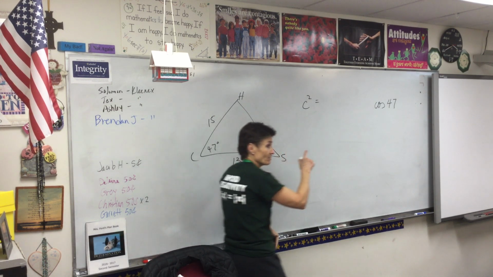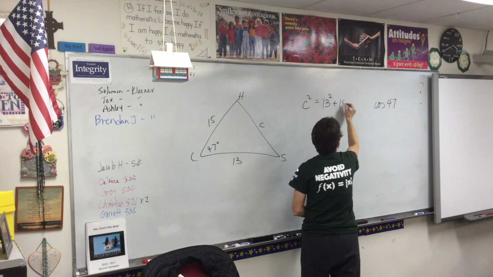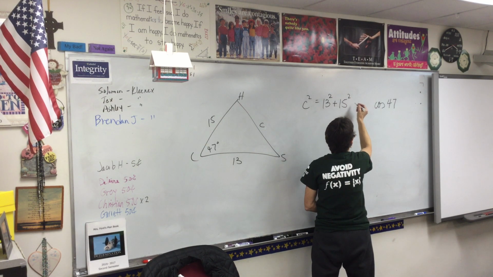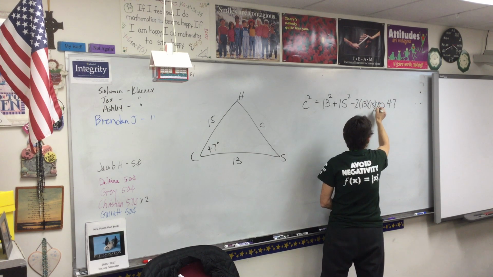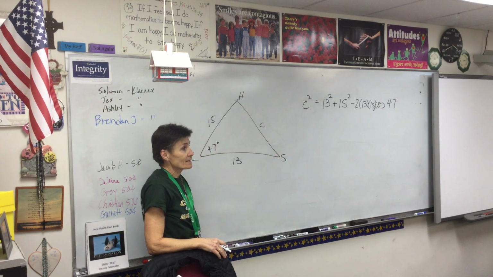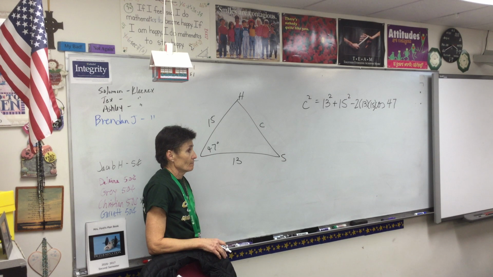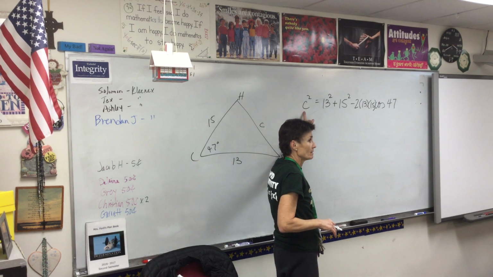So what does the pattern say? 13 squared plus 15 squared minus 2 times 13 times 15. That's it. Now, what am I solving for? Which is already over here by itself, right?